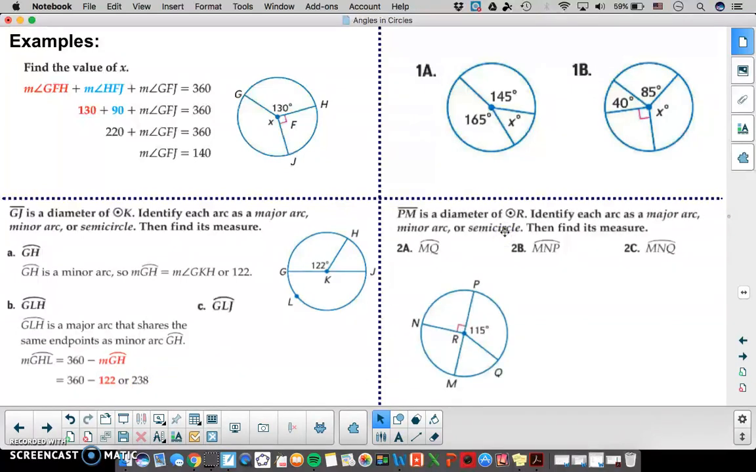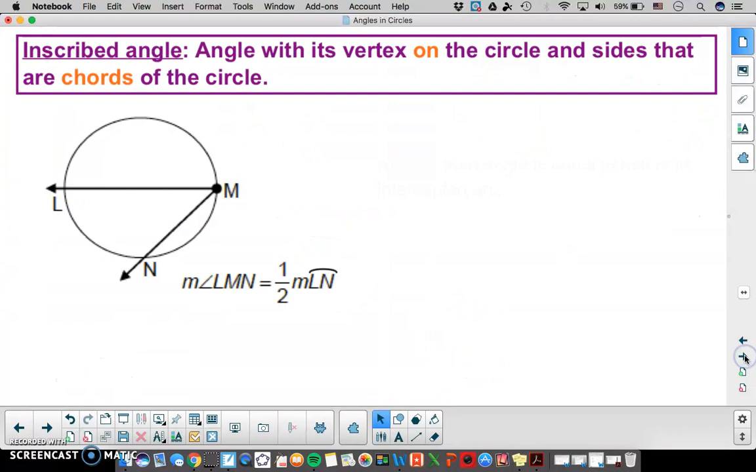Okay, I want you to try these examples with circle R. Next, we're going to talk about inscribed angles. This is an angle with its vertex on the circle and sides that are chords of the circle. So we can see this circle here. M is the vertex of this angle, and notice it is on the circle. MN and ML would be chords of the circle because their endpoints are both on the circle.